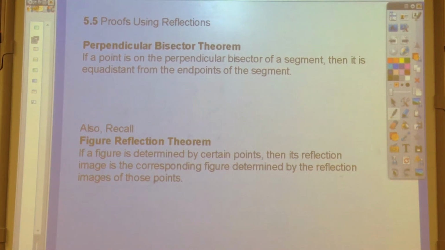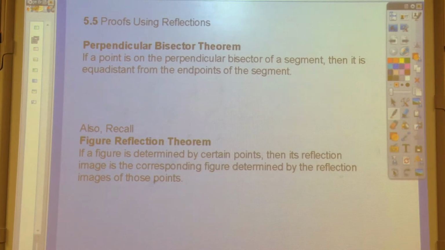This is section 5.5 of Mrs. Quinn's Geometry, and today we're going to continue our work with proofs, and we're going to focus on proofs using reflections. I'd like you to go ahead and write down this perpendicular bisector theorem. If a point is on the perpendicular bisector of a segment, then it's equidistant from the endpoints of that segment.